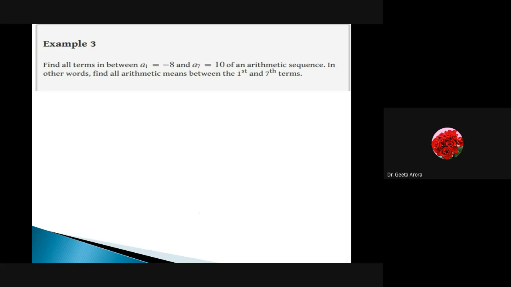Do it by yourself, then I will do it. But let's see how much you can do. So here D value has to be calculated first. If I know the D value, then I can easily use the general form, An is equal to A1 plus (n minus 1) times D. Then by putting n equal to 2, 3, 4, 5 and 6, I can find the in-between values. So start doing it. Find out A2.